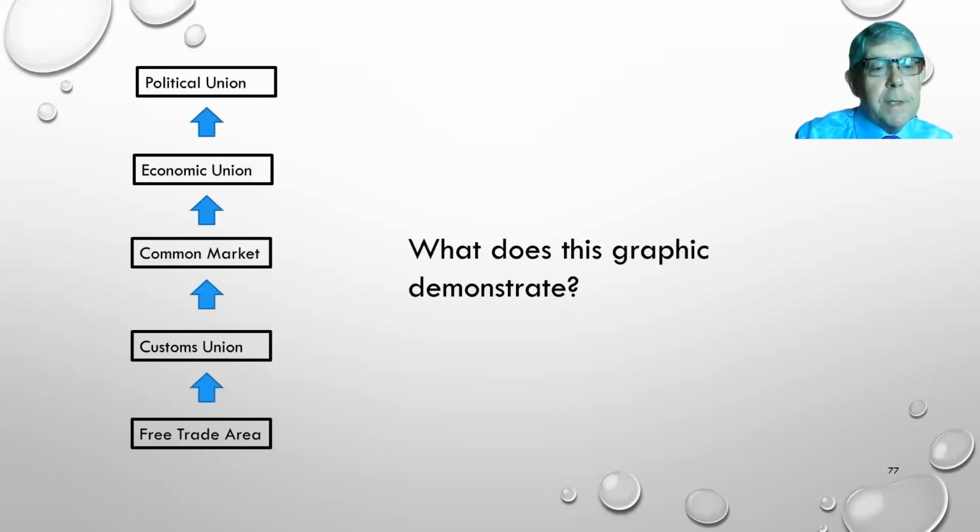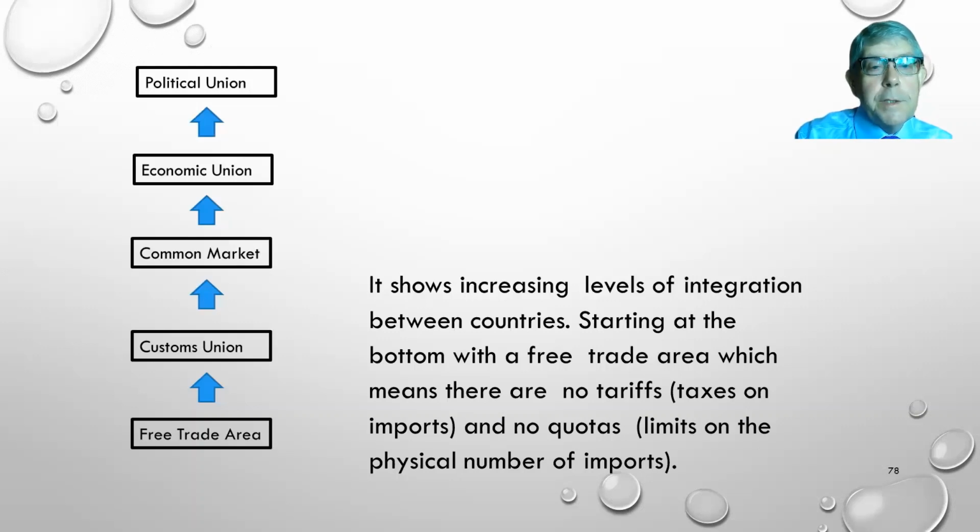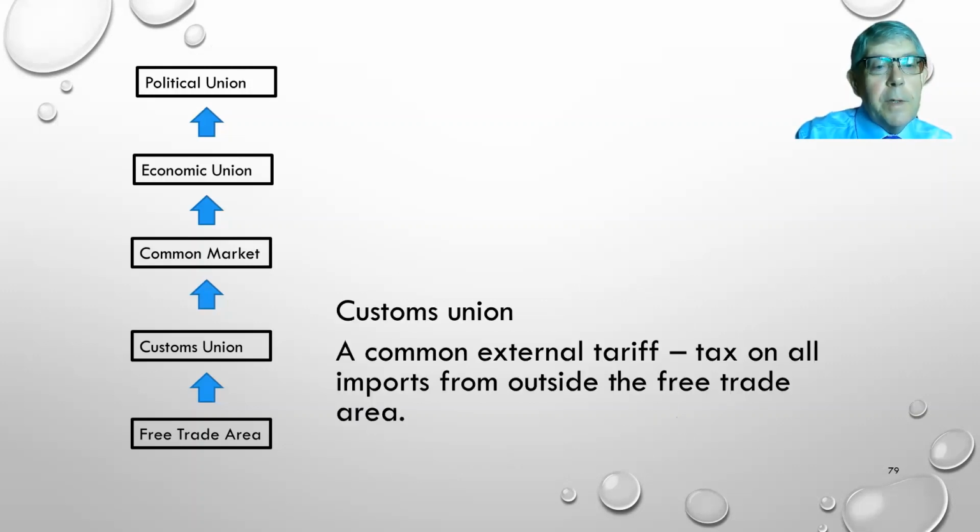What does this graphic demonstrate? Well, it shows increasing levels of integration between countries, starting at the bottom with a free trade area, which means there are no tariffs, that's taxes on imports, and no quotas, limits on the physical numbers of imports. Then we have a customs union, where those countries apply a common external tariff, which is a tax on all imports from outside the free trade area.